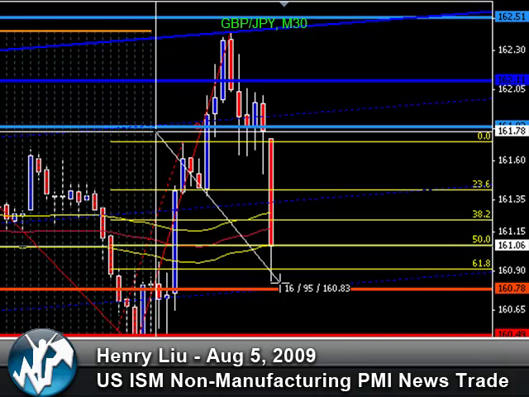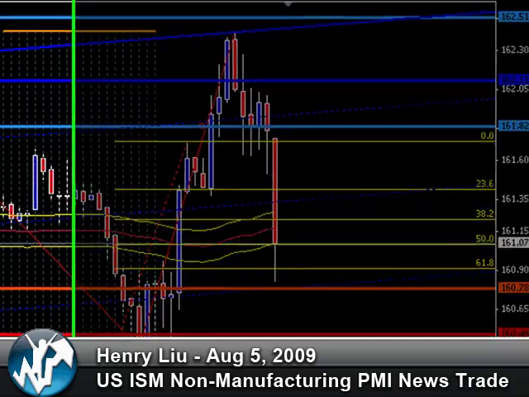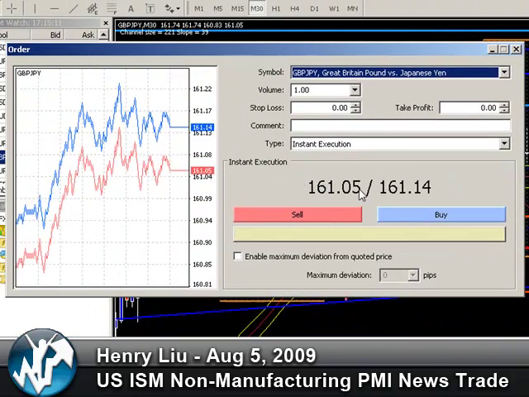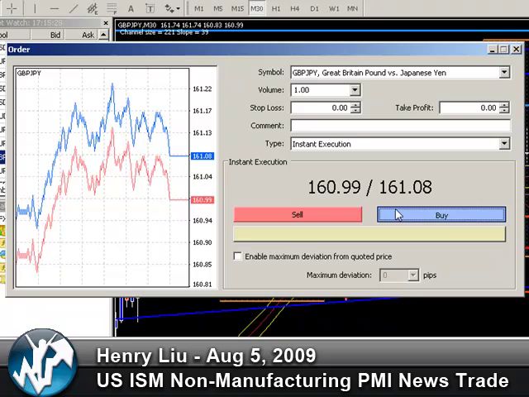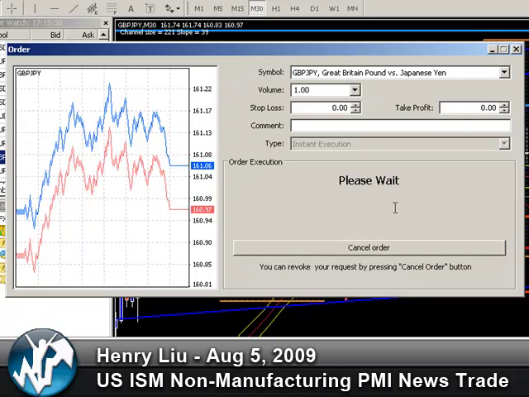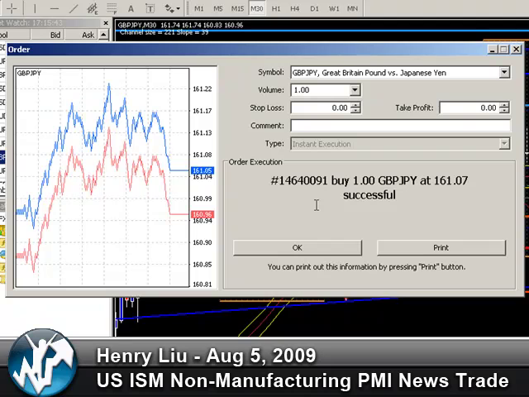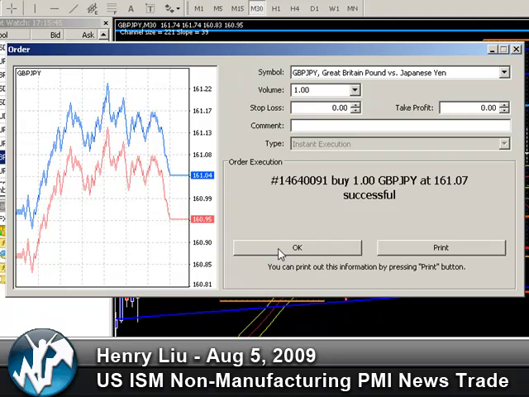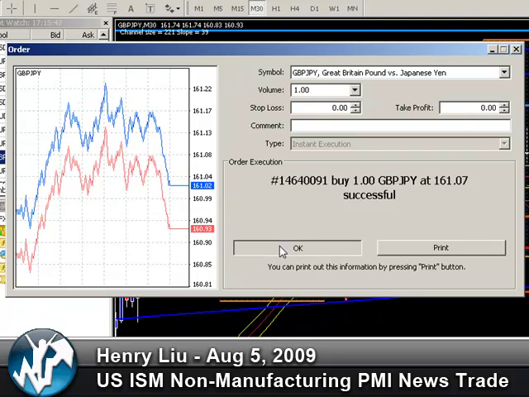So what I'm going to do is go ahead and start buying at this level, because the overall trend is still up. I'm going to be getting in as close to 161 as possible. Right now I'm seeing 161.07, so I'm going to take it. Alright, so we'll see what happens with this trade in a little bit.